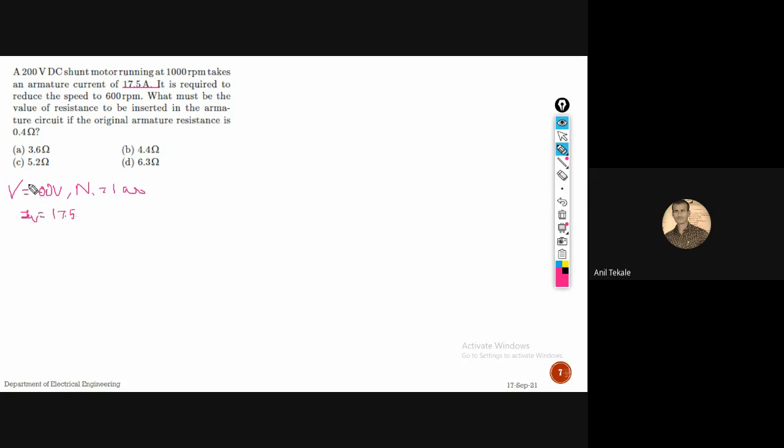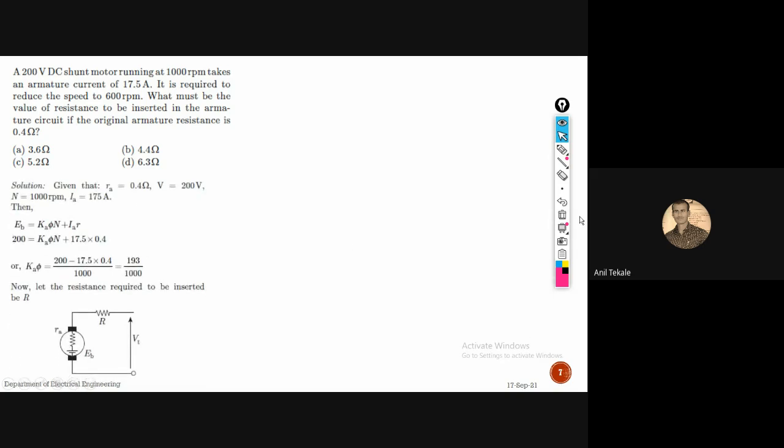Right. Then the value of resistor, what must be the value? So we have to find out the external resistance, whatever we are going to insert. The equation will be E is equal to V plus Ia into (Ra plus R external). For that, we have to calculate first the back EMF, then we will calculate the value for R external. So let us start to solve.